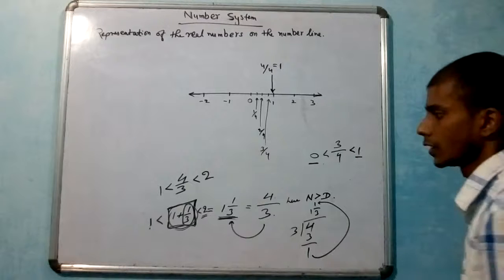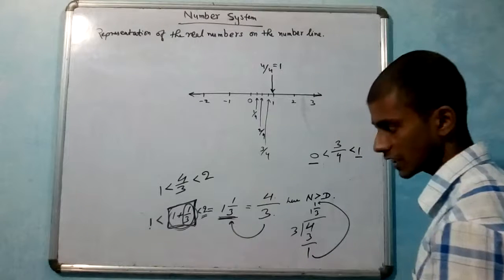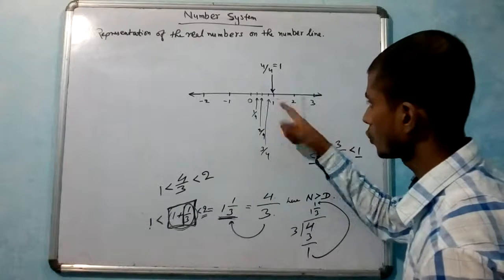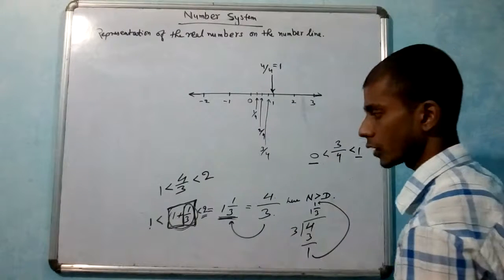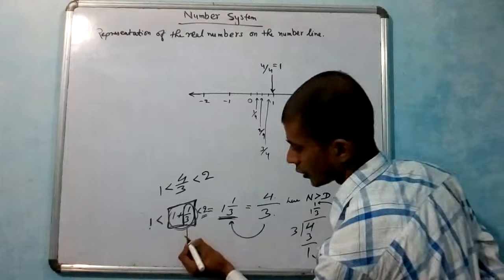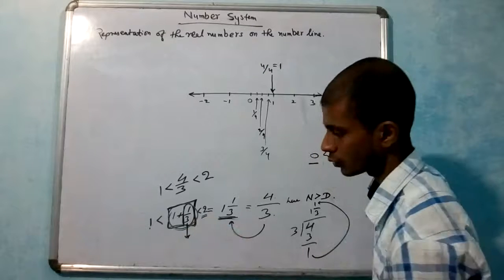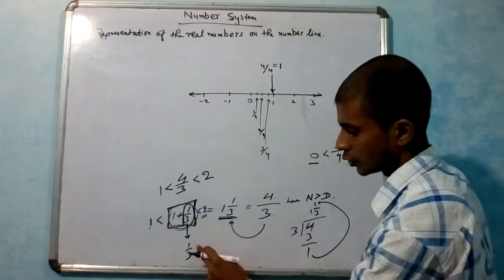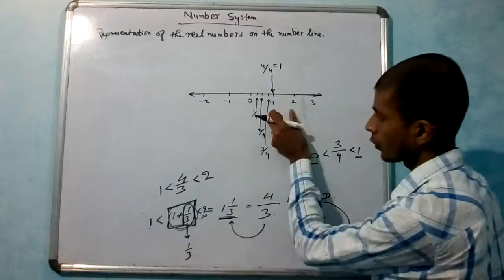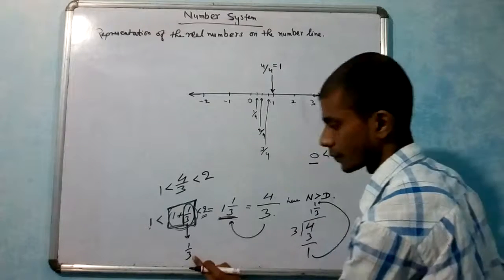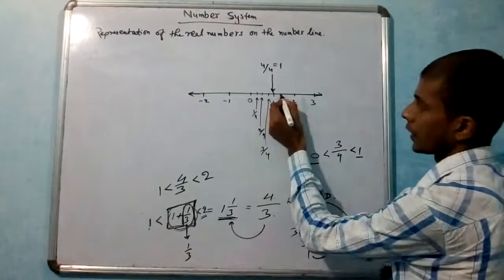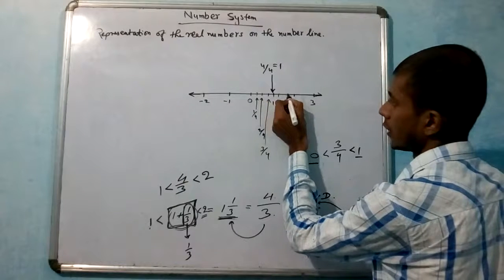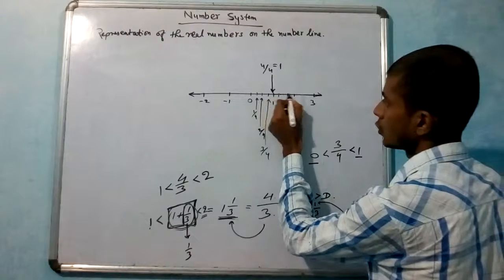Now the next thing is how to represent this. Between 1 and 2, which point will it lie at? We will see the fractional value. What is the fractional value? 1 by 3. You divide the distance between 1 and 2 into 3 equal parts. So I am dividing 1 and 2 into 3 equal parts.